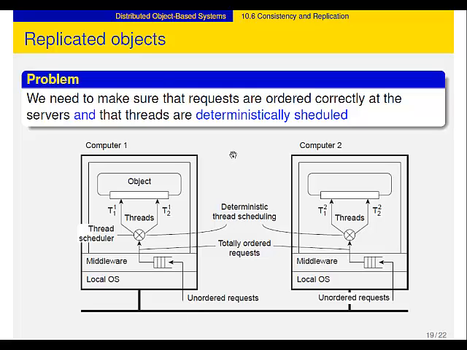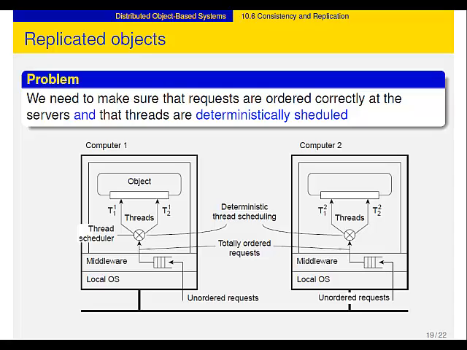Let's take a look at the simplest form. What we have here is an object server and another object server over here. Let's say that this object is replicated across these two servers. You can say we'll get requests, and what happens in the object servers is that the requests are ordered and put into a queue.